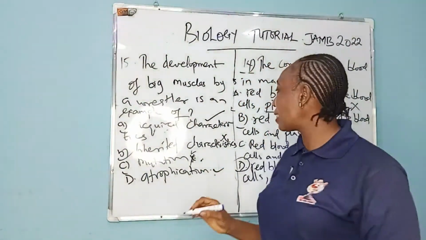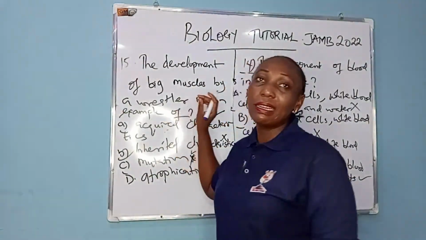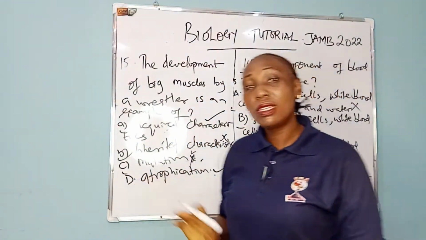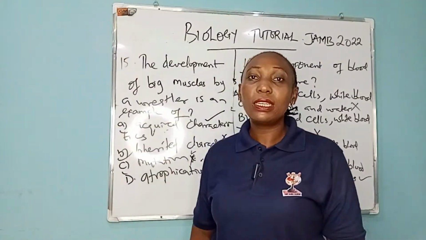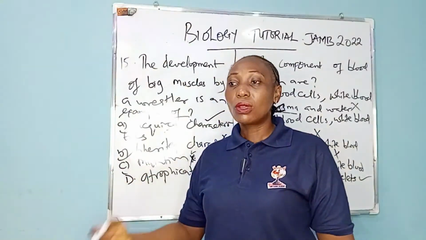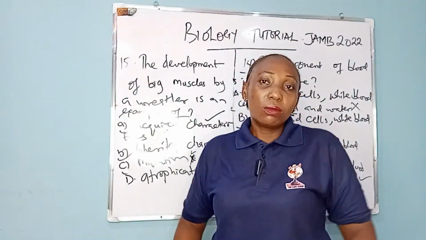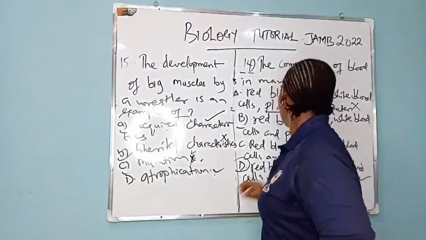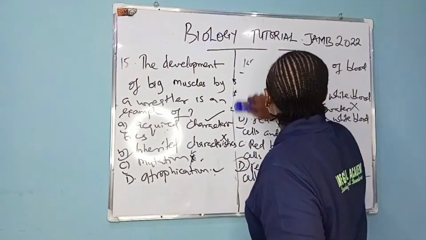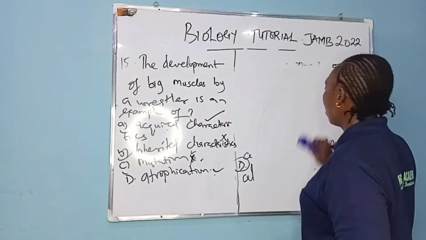So the correct answer here is acquired characteristics. It was not there ab initio, but gradually through constant training, you see the wrestler begins to develop muscles. So question 16.